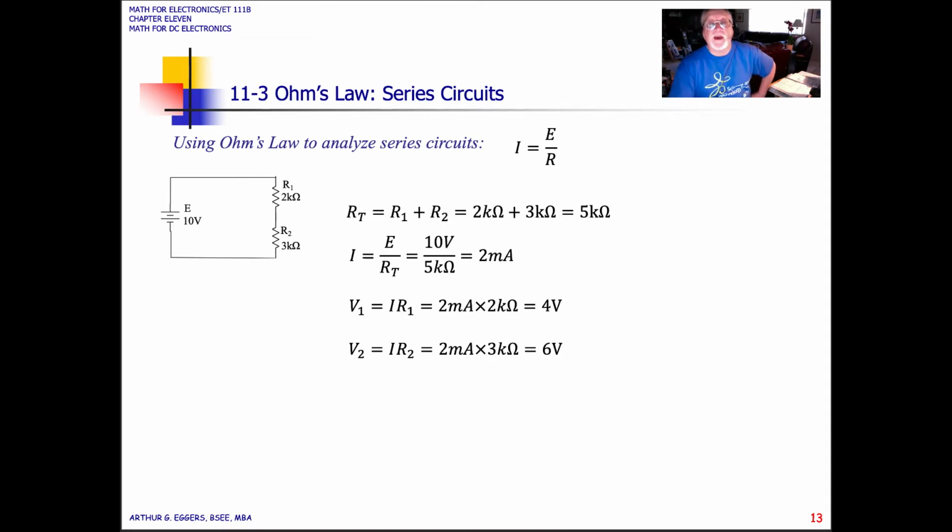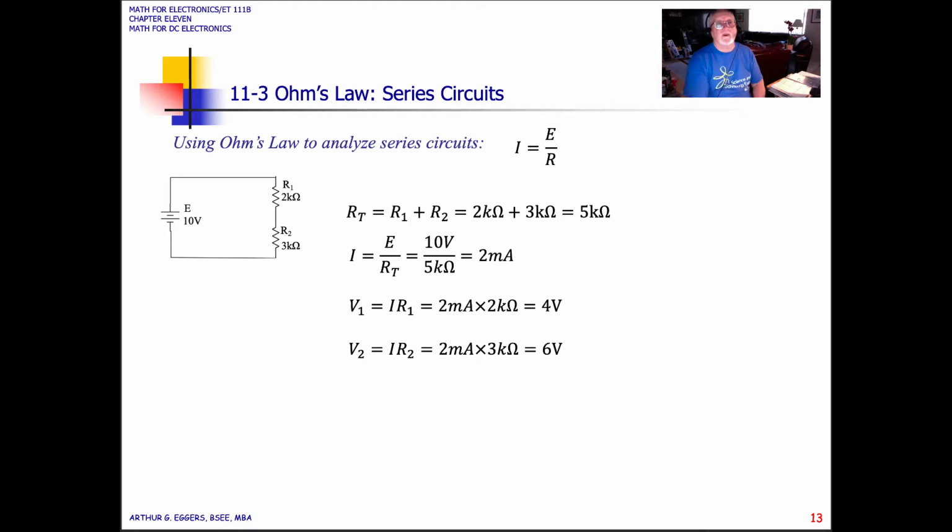Once we have that value, 5 k ohms, we can insert that into the Ohm's law expression E over RT. Since we know that the applied EMF, or the source voltage, is 10 volts, all we have to do is divide by that 5K resistance total, and we end up with 2 milliamps of current through the entire circuit.